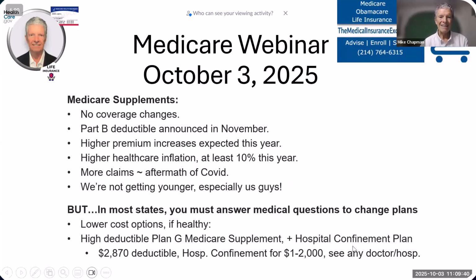In most states, and I'll mention that, you must answer medical questions to change Medicare supplement plans. One option, which is a pretty good option, is a Plan G Medicare supplement plan. It has a $2,870 deductible. You can add a very low cost hospital confinement plan that would reduce claims from major expenses for inpatient or outpatient surgery, hospital confinement, et cetera. The advantage of a Medicare supplement plan is you can see any doctor and hospital in the country. But again, you can only make a change if you're healthy, and you can make that change 24/7, 365 days. You do have to pass underwriting, but that is something you could do later in the year or next year. So I just want to plant that seed for you.